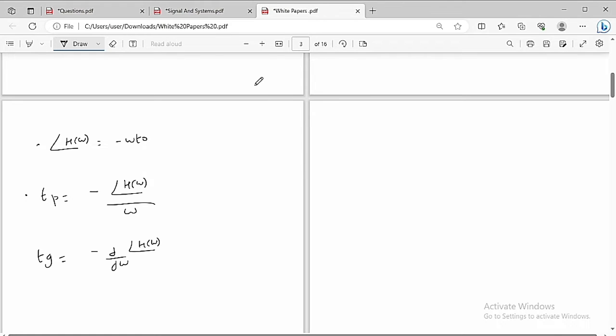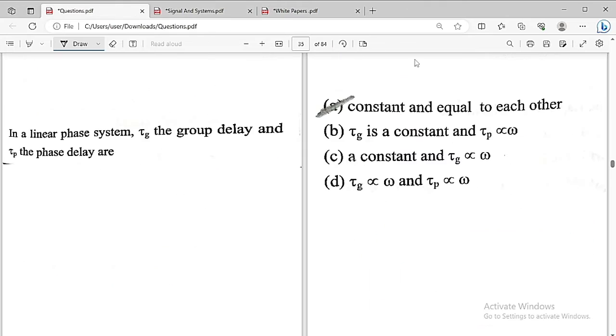So in the case of a linear phase system, both the phase delay and the group delay are equal and are equal to a constant value. Therefore, this is the correct solution for this question. For a linear phase system, Pg and Pp are equal to each other and equal to a constant value. Pg is the group delay and Pp is called the phase delay of the system. So this is the correct solution of this question.